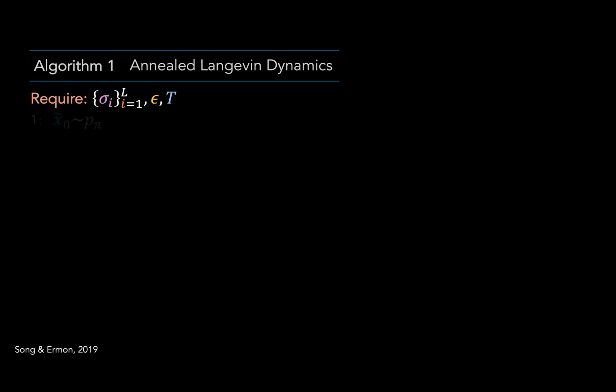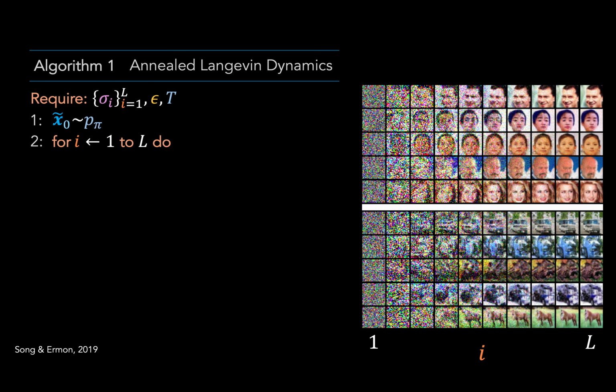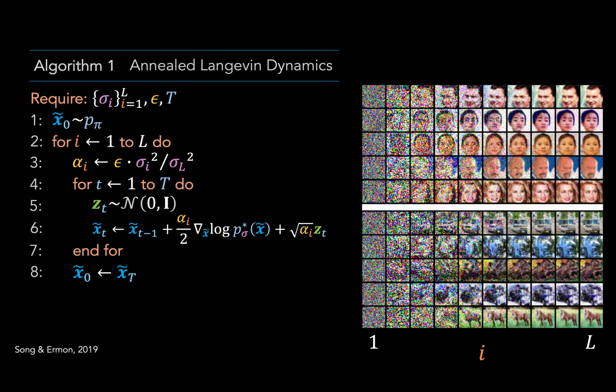Now the next thing we do is sample x tilde 0 from our base distribution, where 0 represents the time step. From here, we begin our outer loop, and this just loops over noise levels from sigma 1 to sigma big L. So now we define a step size alpha for each noise level. Notice that at higher noise levels, our step size is larger, and that's because our score vectors will tend to be smaller in magnitude. Now the next thing we do is begin our inner loop over time steps.